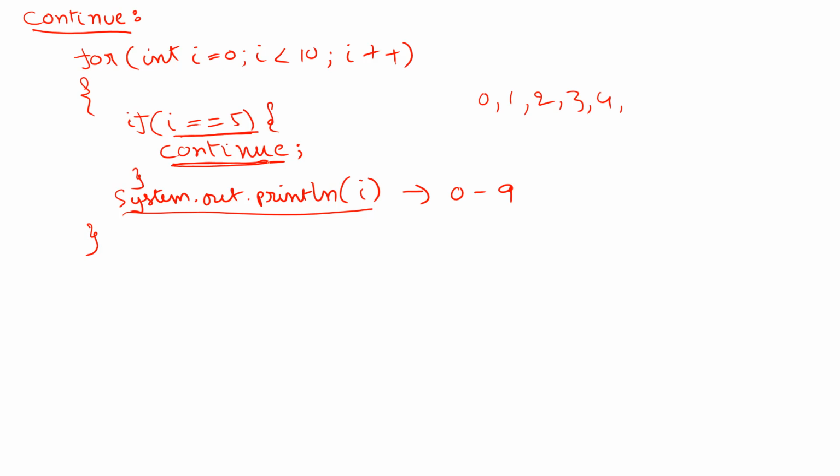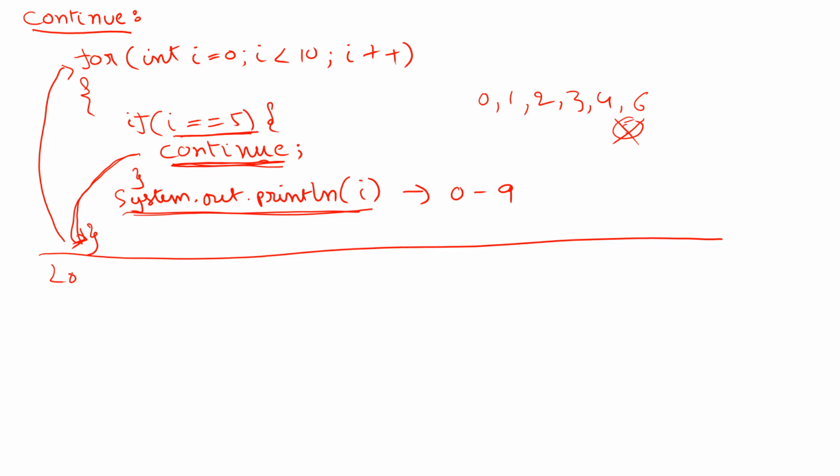So when it becomes 5, we are using the continue statement here. It skips to the end of the current iteration. That means it skips here, then again it goes back and the value of i becomes 6, so now it prints 6. It won't print the value 5. So this is how a continue statement is used. A continue statement skips to the end of the current iteration in the innermost for, while or do while loops.